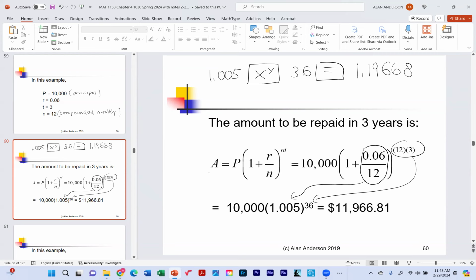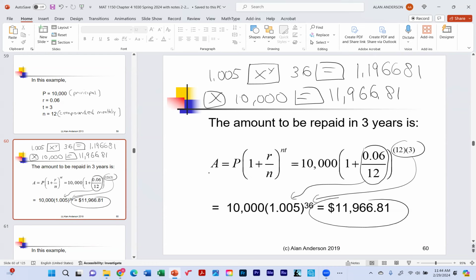And now you can multiply that. Actually, it's 1. All right, that's fine. Then you multiply it by 10,000 equals, and you only have to round enough to get to dollars and cents. 11,966.81. That's how much is going to come out of our pockets over the next 3 years.